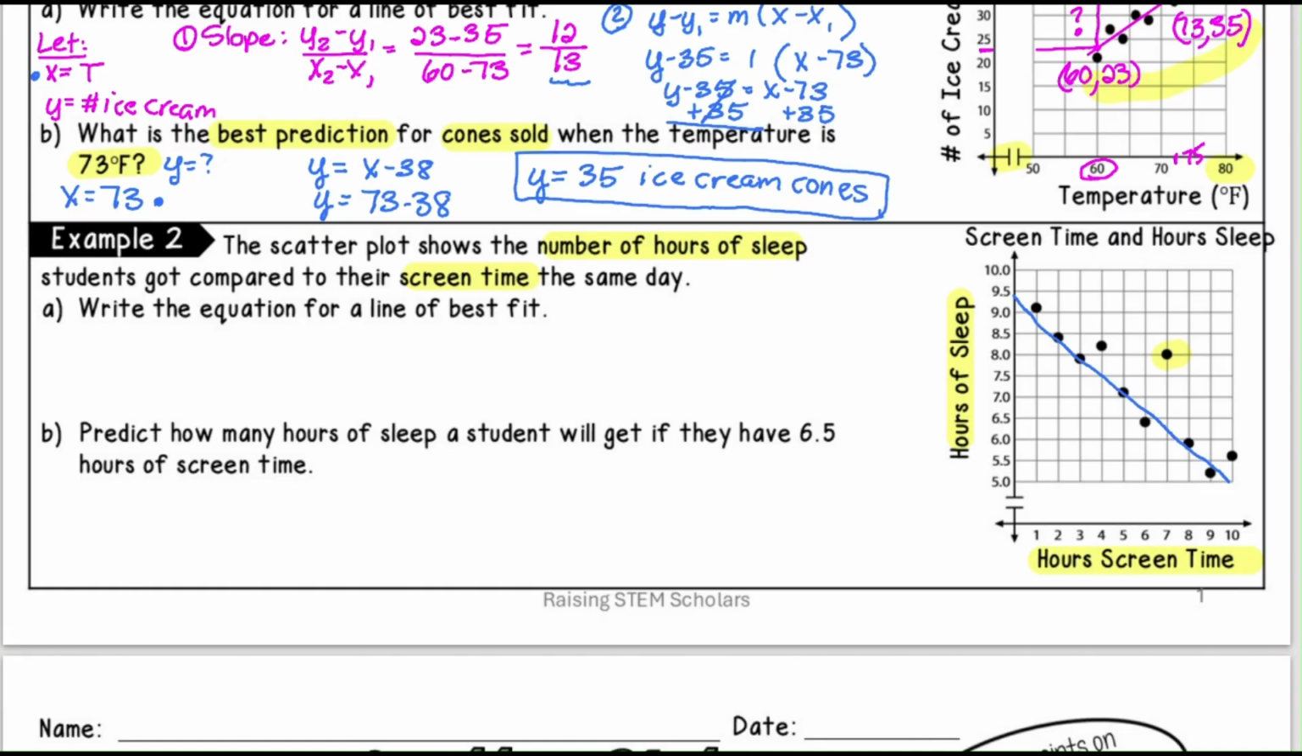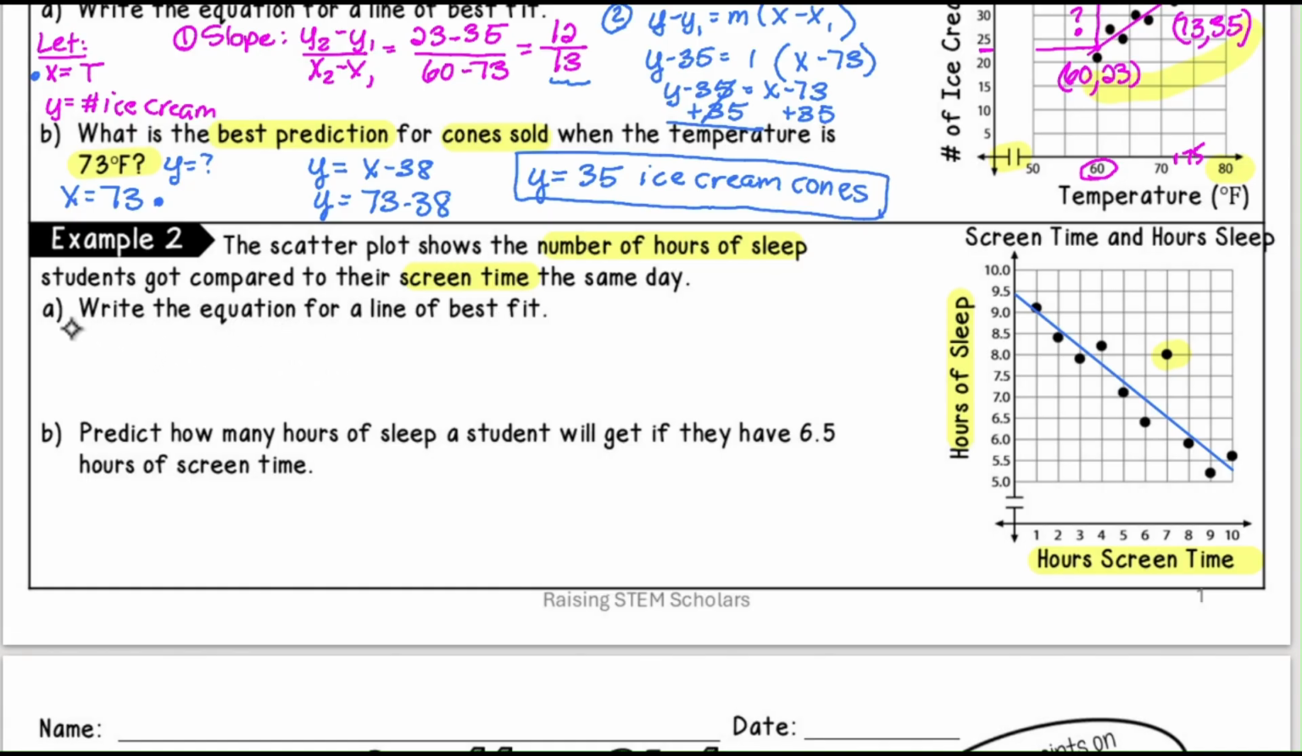Let's see, it might be something more like that. Oh, that did not go into a... Try this again. Yeah, it's still kind of crazy.